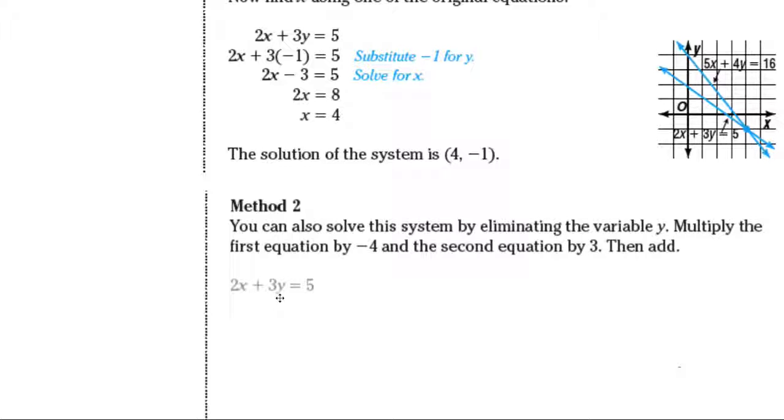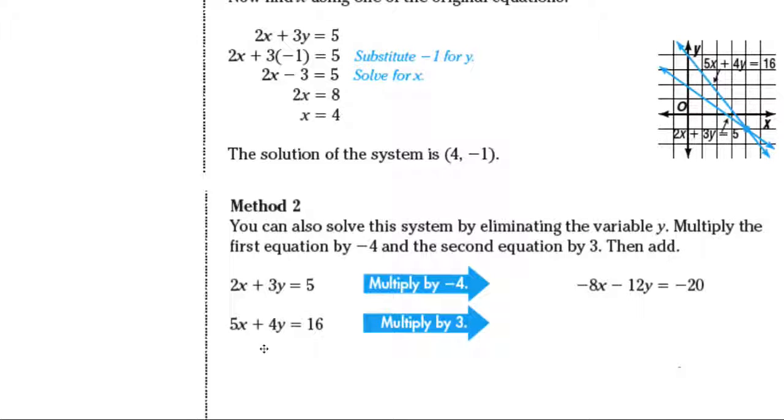Okay, so when we do that, we have 2x plus 3y equals 5, multiply it by negative 4, end up with negative 8x minus 12y equals negative 20, and you have 5x plus 4y equals 16, multiplied by 3, okay, to find the LCM of 12, end up with 15x plus 12y equals 48.